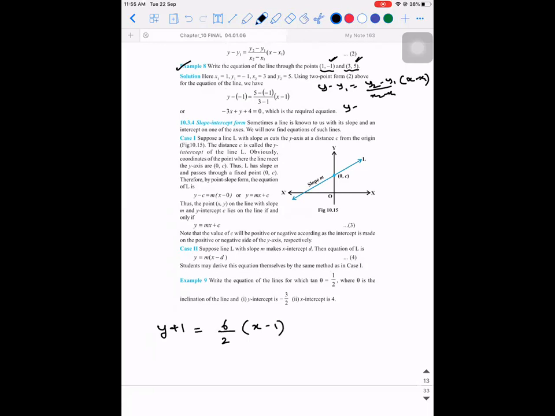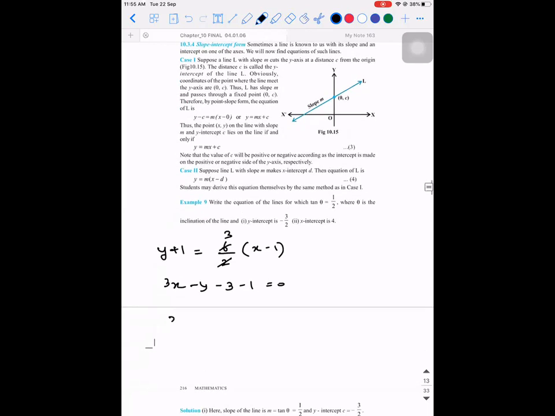1. Accepted? If y1 is minus 1, x1 will be 1, so this will be 3. So what will you get? 3x minus y minus 3 minus 1 is 0. So 3x minus y minus 4 is 0. Accepted? So this is the required equation of the line.